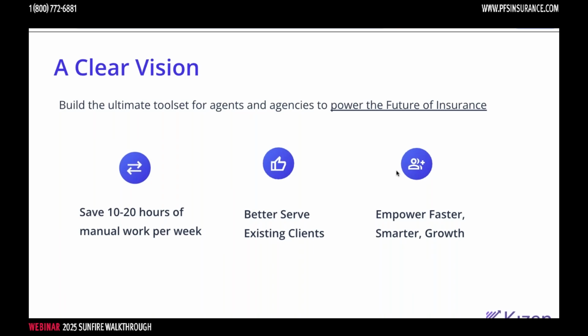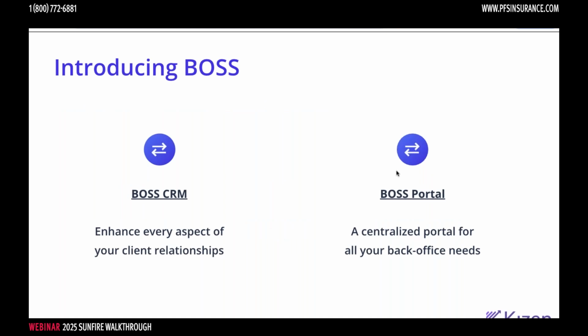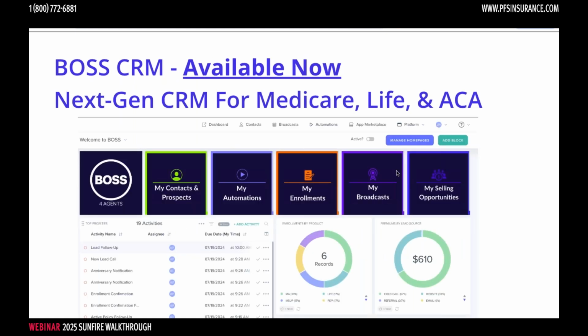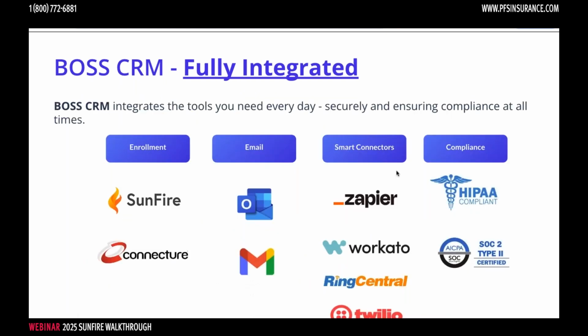As everyone has probably heard, the new BOSS system is available, really built by Pinnacle to power the future of insurance. What we're going to show real quick to kick off this is the BOSS CRM, which is really built to enhance every aspect of your client relationships. It's available now for Medicare, life, and ACA, and it's fully integrated with all of the tools that you use and fully compliant, most importantly with SunFire.